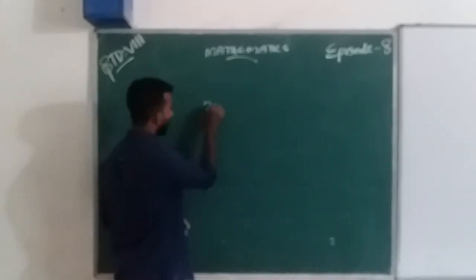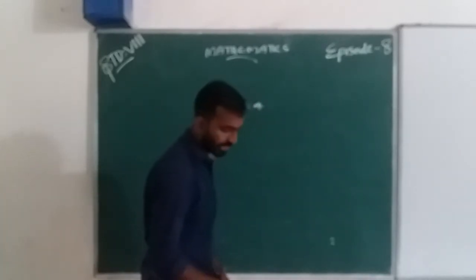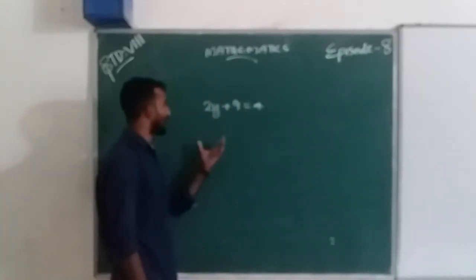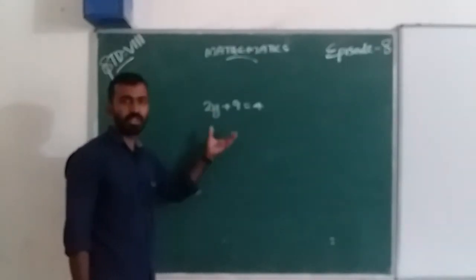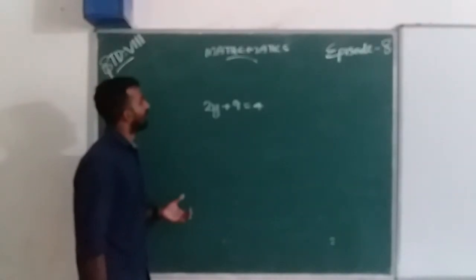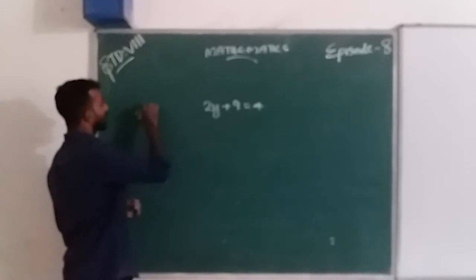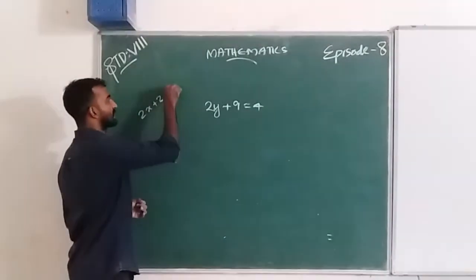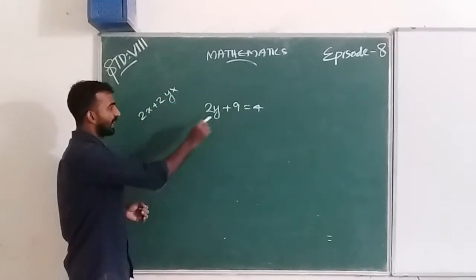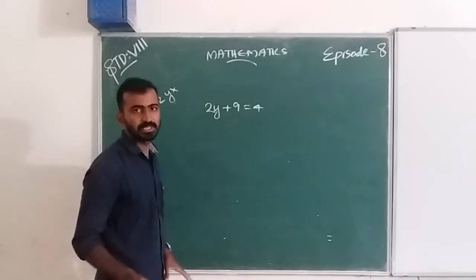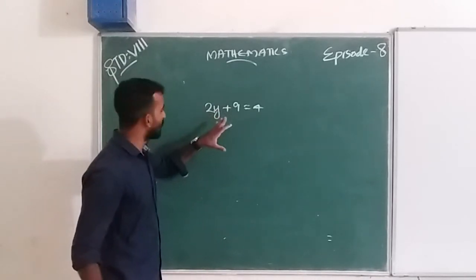For another example, 2y plus 9 equal to 4. This is our second example. Here y is the variable. This is a linear equation, because one variable is included. 2x plus 2y is not a linear equation, because two variables are included. Here one variable is included and the equal sign is also there, so we want to find the value of y.